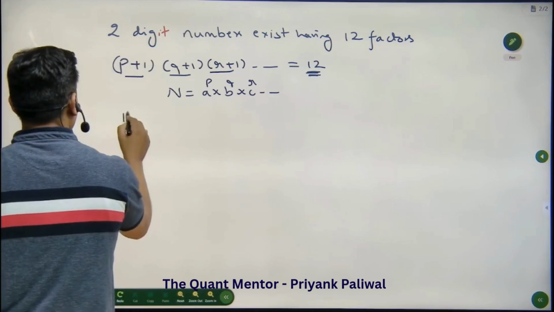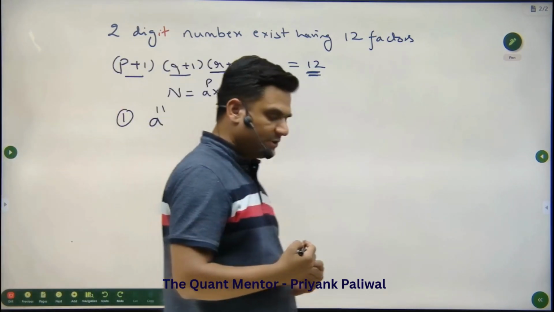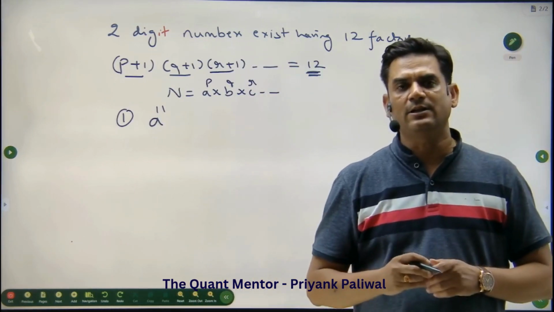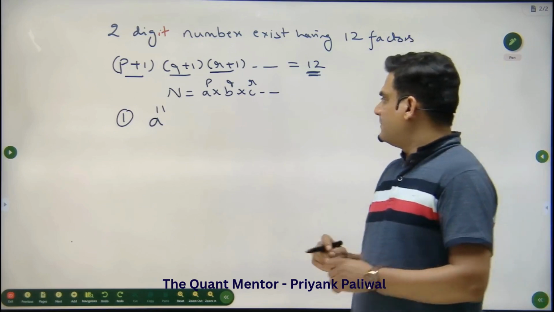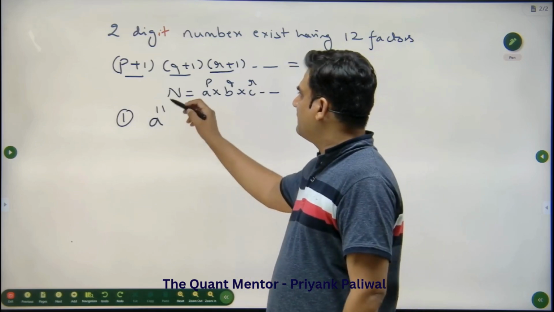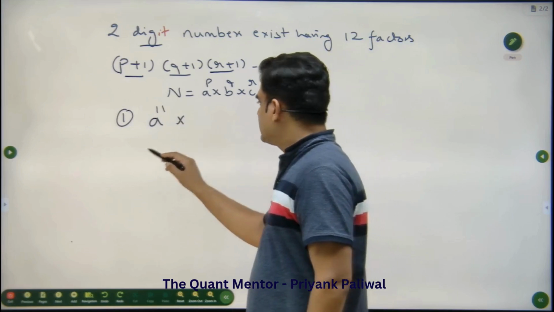Let us check a number which is of the form a to the power 11. Any number which is of the form a to the power 11, where a is a prime number, will have how many factors? 12 factors. But if I take the lowest prime number, which is 2, then 2 to the power 11 will never give me a two-digit number. So we will not take this case. Let us take the second case.